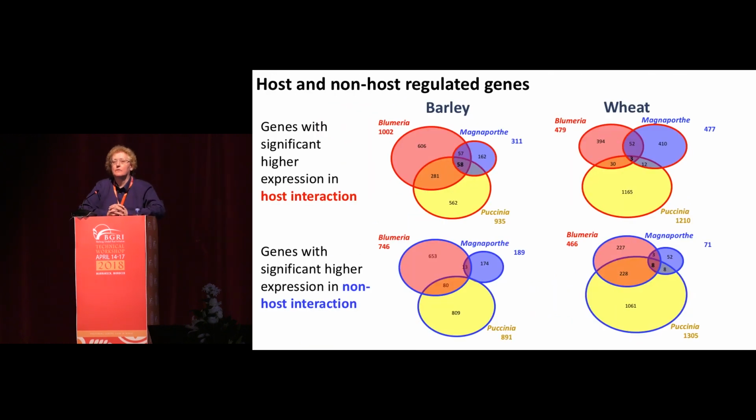We then looked, within this group of genes, at what genes were specific to the host and the non-host interaction. At the top, we have the host interaction: those genes specifically differentially expressed in wheat and barley just to the host, the adapted pathogen. Underneath, we have those genes specifically changing their expression in response to the non-adapted, non-host interaction. You can see that now the overlap between the three pathosystems is a lot less. So there's a lot of overlap between the common pathogen-induced genes, but less overlap when we compare the non-host to the host interactions.